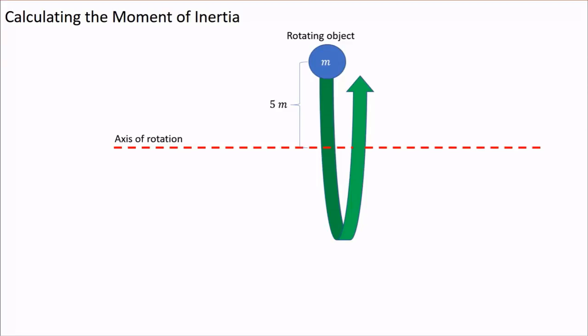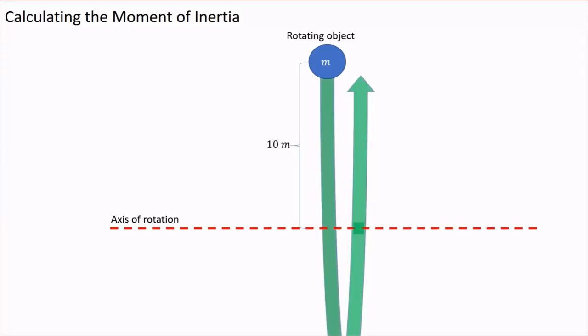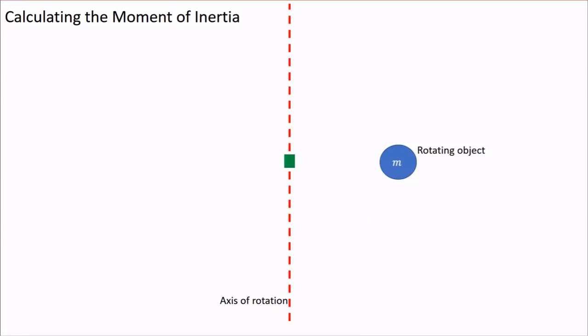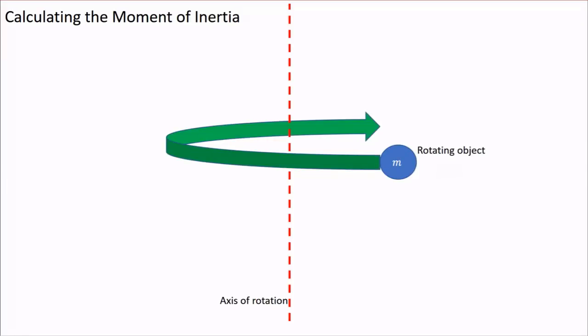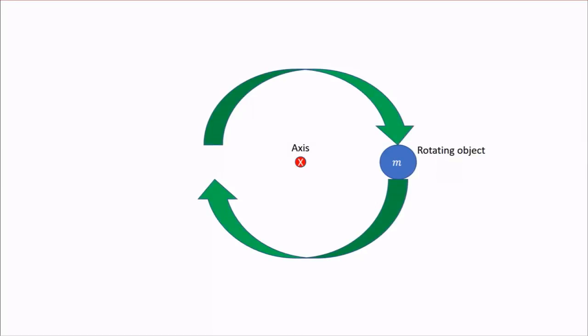However, that line could also be 10 meters away from the object, in which case the rotation would look more like this. Obviously, you can imagine that we can choose any distance away. However, the direction of this axis of rotation can also change. We can have an object rotate around this axis instead. And finally, we can also have the axis point into the screen, in which case the rotation looks like this, and is in the plane of the screen. Now, the value of the moment of inertia depends greatly on where this axis of rotation is.